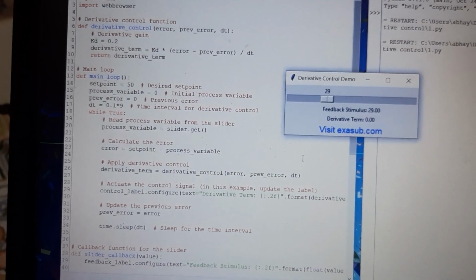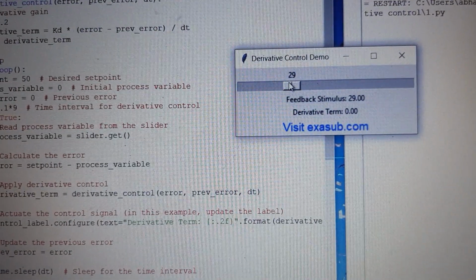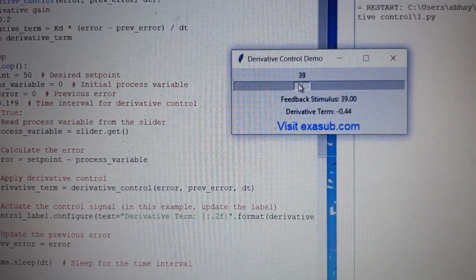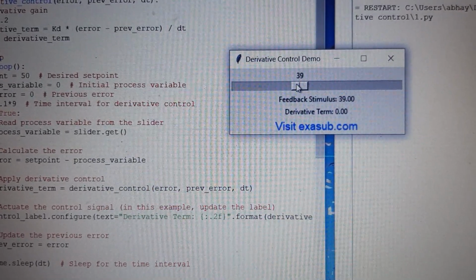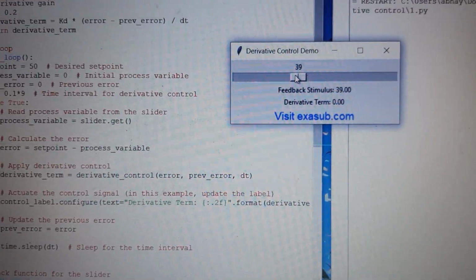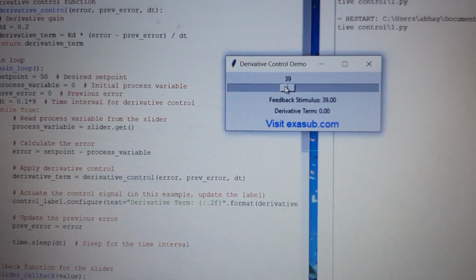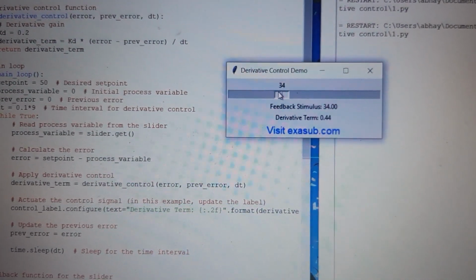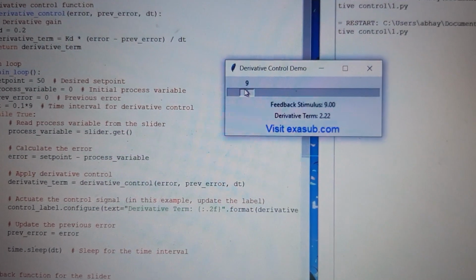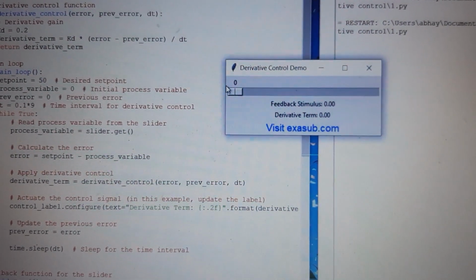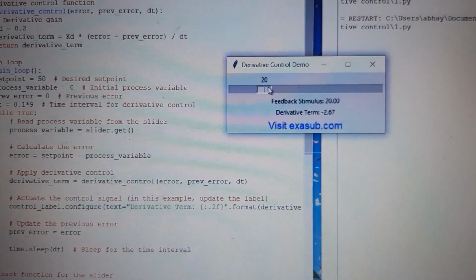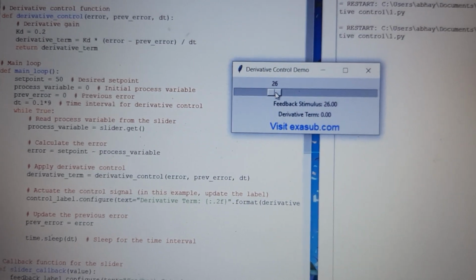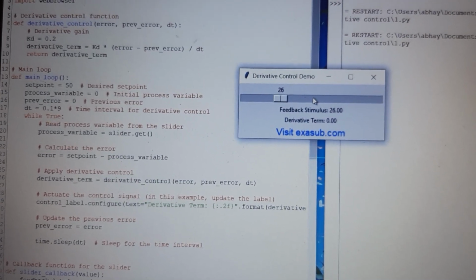So what it does is, when you move the slider from 29 to 30, it gives a negative derivative term, which after a short time comes to 0. If I move it to the left, it becomes positive and increases, but it again goes to 0. So it does not make your variable move towards the set point.